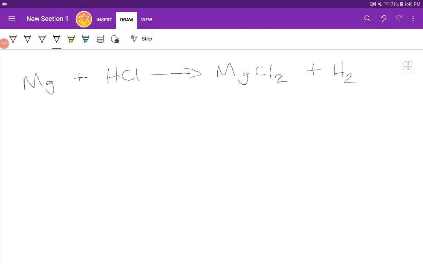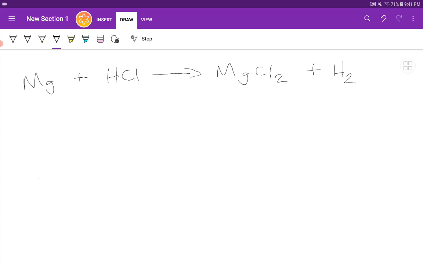I'd like for us to consider this reaction. We have the reaction that takes place between magnesium and hydrochloric acid. And based on this molecular equation, I'd like for us to construct the net ionic equation.